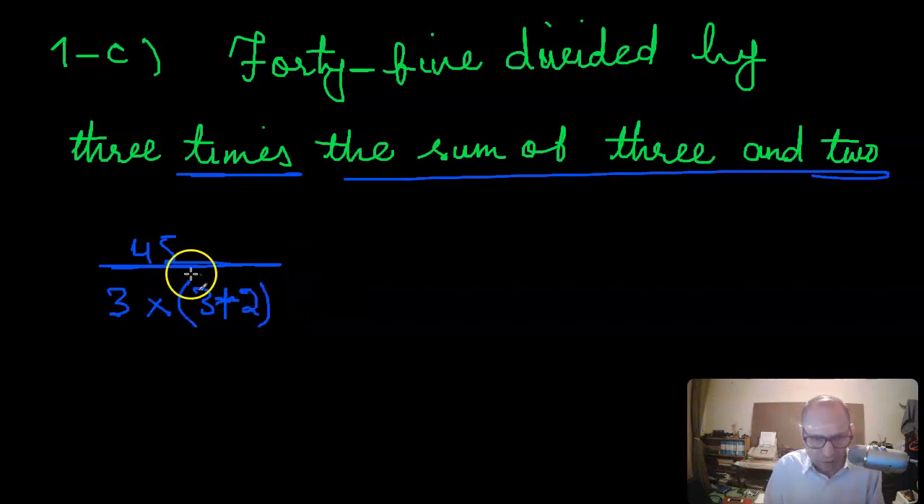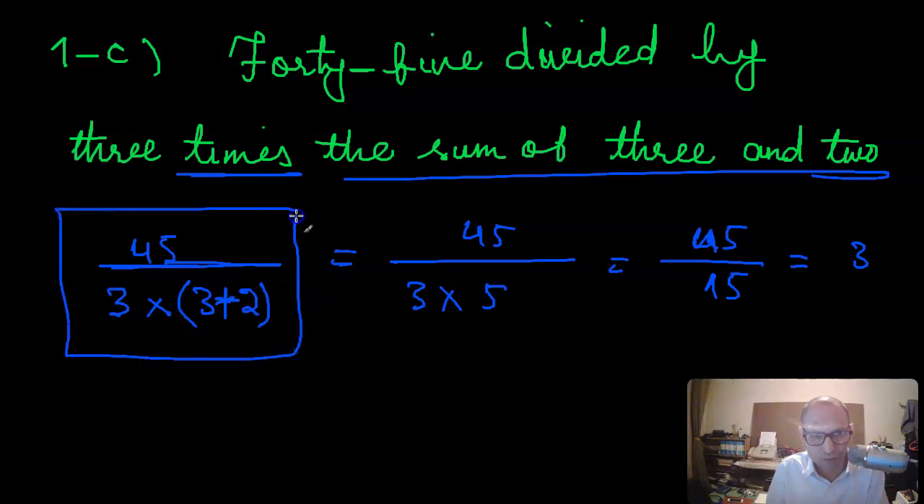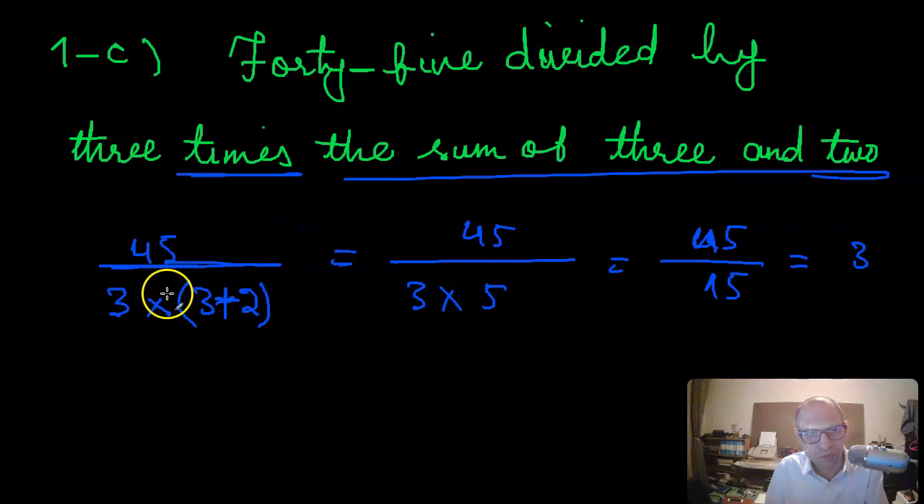Which means that essentially first this whole part has to be calculated. And then, meaning that you have to write this as 45, and then 3 times basically 3 plus 2, which is equal to 5. And then again multiply this. So 45 divided by 3 times 5 is equal to 15. And then the answer is a 3. 45 divided by 15 is a 3, right? So which means that in order to evaluate this whole expression over here, I had to first evaluate the whole denominator, right?